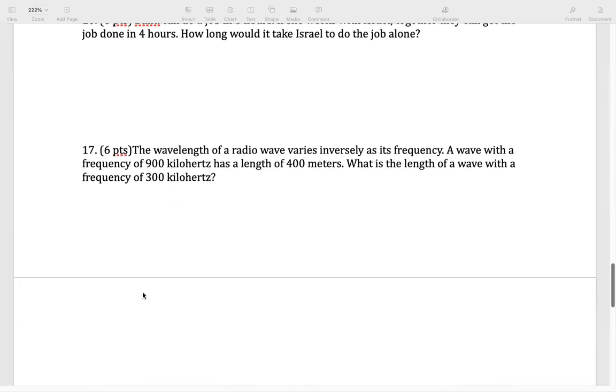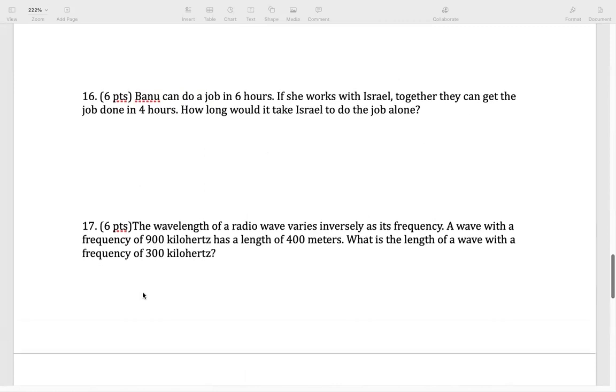Let's say 16, 17. So 16 and 17 are the last ones. So 16 says Bundle can do a job in 6 hours. Right? So Bundle's speed is 1/6 of the work done. If she works with Israel together, they can get the job done in 4 hours. So that means together the speed is 1/4.